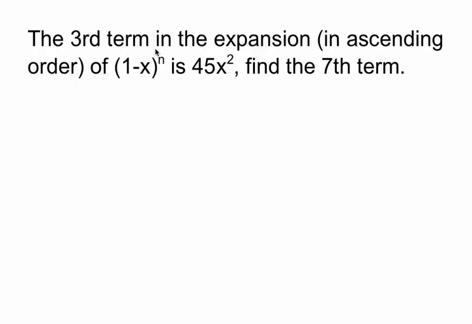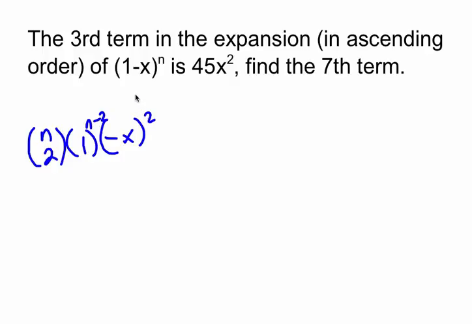Okay, and the first question: the third term in the expansion of (1 minus x) to the power of n is 45x squared. Find the seventh term. So we're talking the third term. We'll have x to the power of 2. That comes from negative x squared. And then we're going to have 1 to the power of n minus 2, which doesn't matter because it's just going to be a 1 anyway. And then the binomial coefficient is going to be n choose 2. It's always the same as this one over here. Alright, so that should be equal to 45x squared, and then we just need to solve this equation for n.